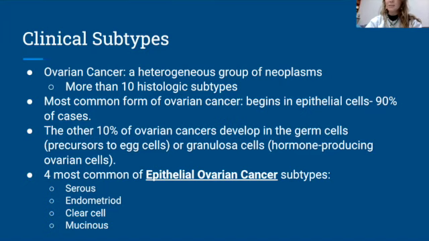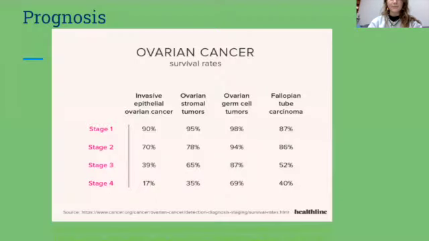And then the other 10% of ovarian cancers are cancers that arise in the germ cells, which are precursors to egg cells, or granulosa cells, which are hormone-producing ovarian cells. So prognosis, there are several different prognoses for different types of ovarian cancer.